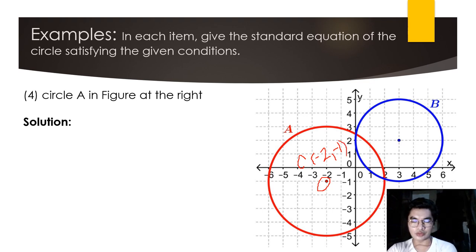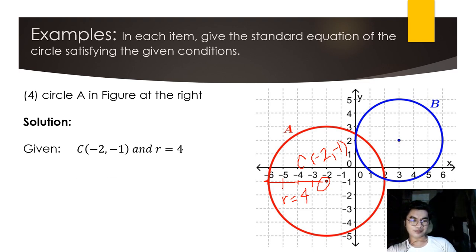And then for its radius, just simply count the distance from the center to any point on the circle. Here, it's easy to identify its distance if we count from the center to this point. So we have 1, 2, 3, and 4. So meaning to say, the radius is equal to 4. Then for our given, we have the center (negative 2, negative 1) and our radius is equal to 4. So we already have the center and the radius.